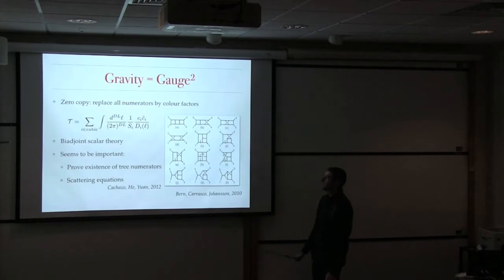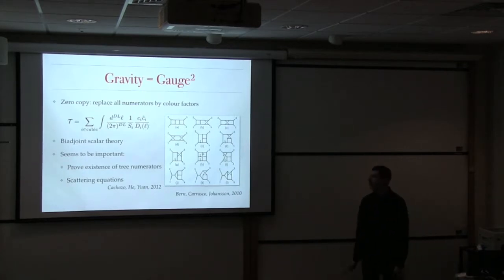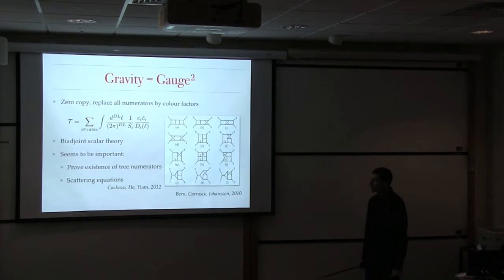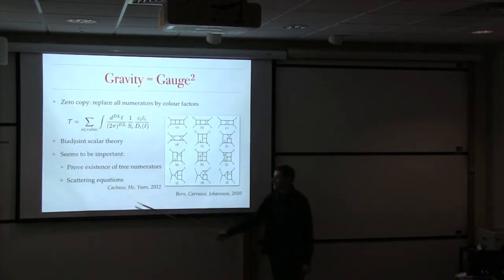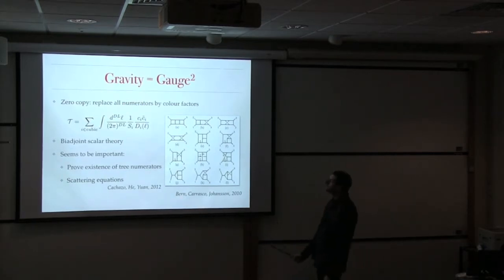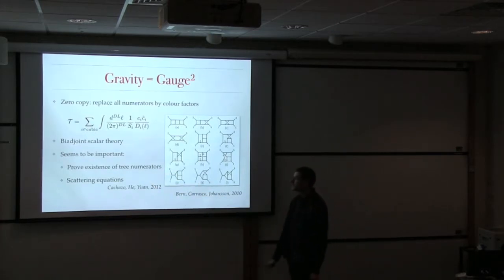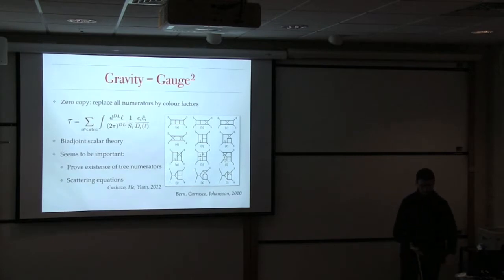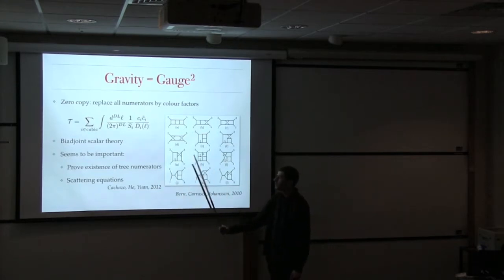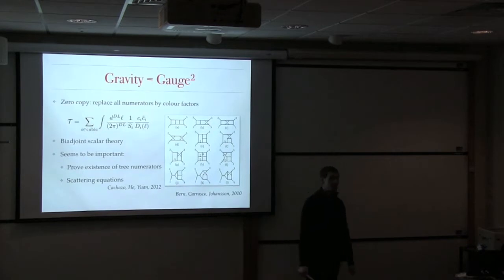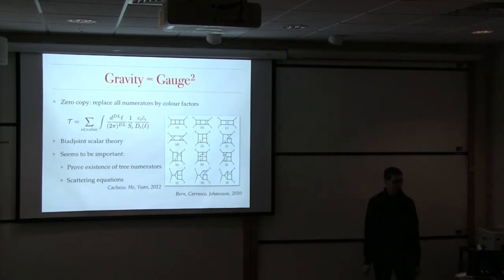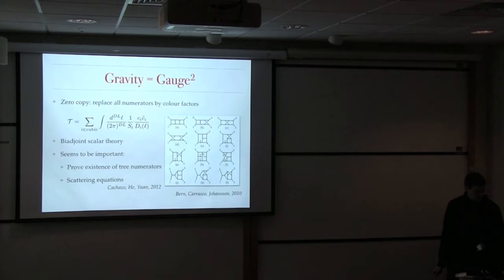Now these scalars seem to be important in this story. One way you can prove the existence of tree numerators is to use these scalar theories. They also crop up in the context of the scattering equations, which are a set of equations recently discussed by Cachazo, He, and Yuan. These scattering equations are pretty cool. They allow you to compute amplitudes in a very pretty way. They compute the amplitudes of gauge theory and gravity in the BCJ squaring relation, but they also compute the amplitudes of this scalar theory. So these bi-adjoint scalars have their own life in this story.